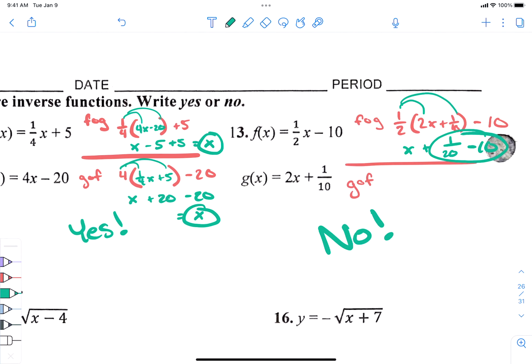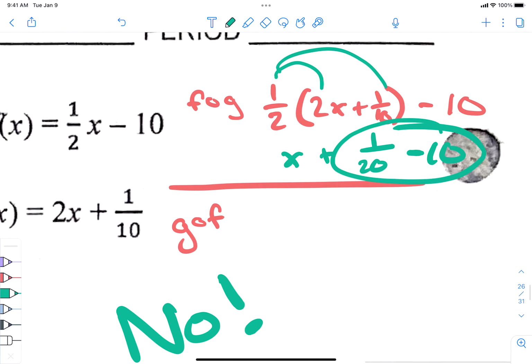Okay, did you get through those last two? 12 and 13? 12 is a yes, right? 13, I did f composed of g, and I have 1/20 minus 10, and those are not going to go away, and that's not going to become x, right? So don't waste your time doing the second one, because it already fails. That one's going to be a no matter what. If one of them fails, you don't even have to do the second one, right? Happy with that? Okay?